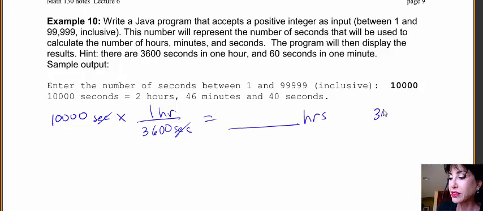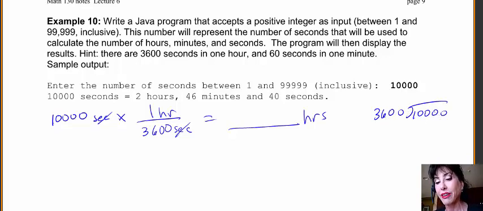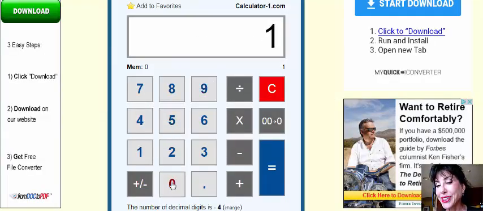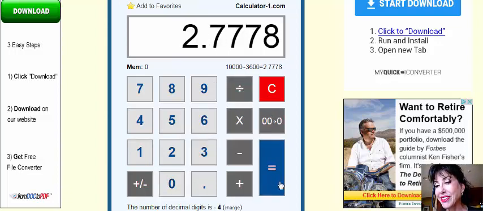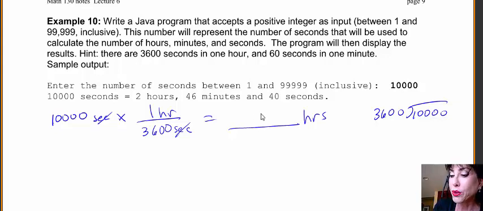Now, we could do that division, long division arithmetic over here on the side, or if you prefer, you can just use a calculator. So if you wanted to use a calculator, and I have one ready to go here, you could enter in 10,000 divided by 3,600, and that gives us 2.7778. But we are only interested in the number of whole hours, so we know that's going to represent 2 whole hours. So if we go back to our calculation here, we know that we're going to have 2 hours plus some leftover seconds. So the 0.778 is giving us how many hours are left.